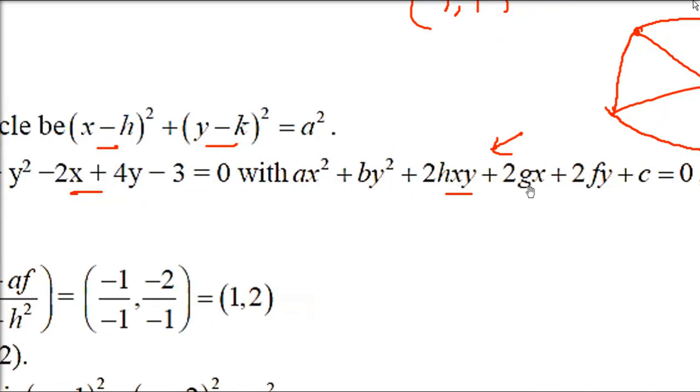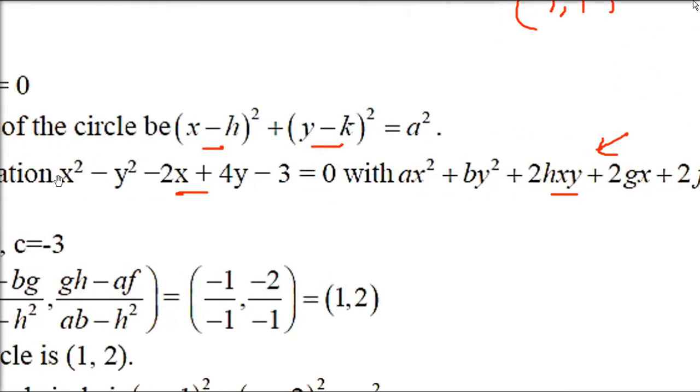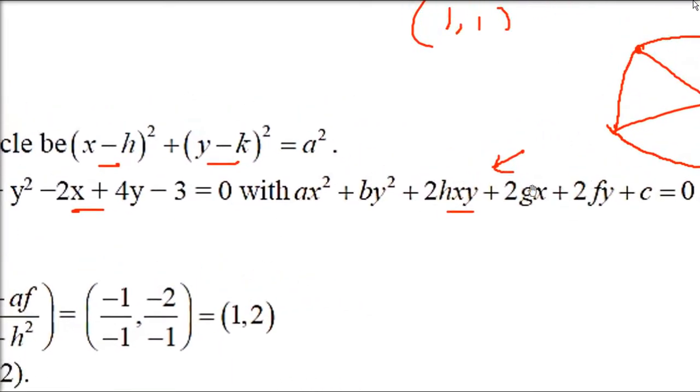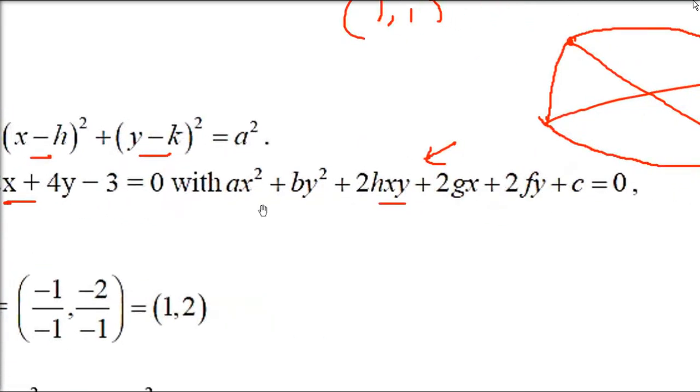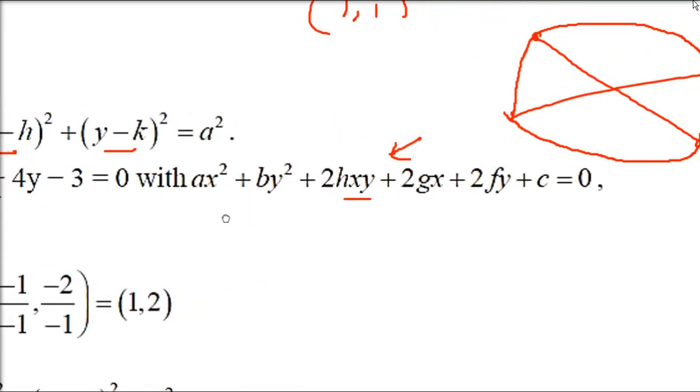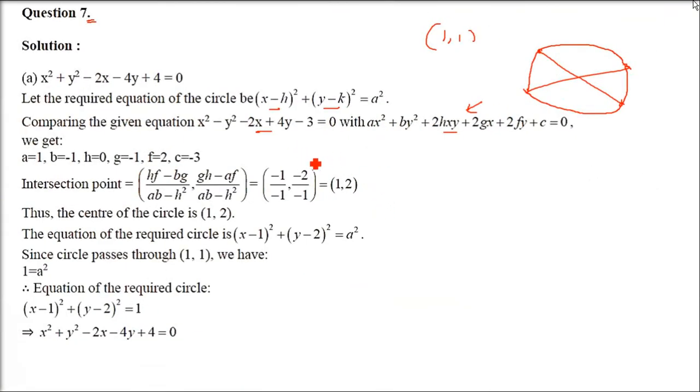Minus 2x equals 2gx, so you get g. 4y with 2fy, you get f. The constant is minus 3, that is c. How about 2hxy? There is no 2hxy here. So it's quite clear that when we don't have 2hxy, x and y cannot be 0 because they are variables, and 2 is a constant. So h has to be 0. From here, all the values a, b, g, f, c can be directly compared. By logic, when we don't have an xy term, that means h is 0.